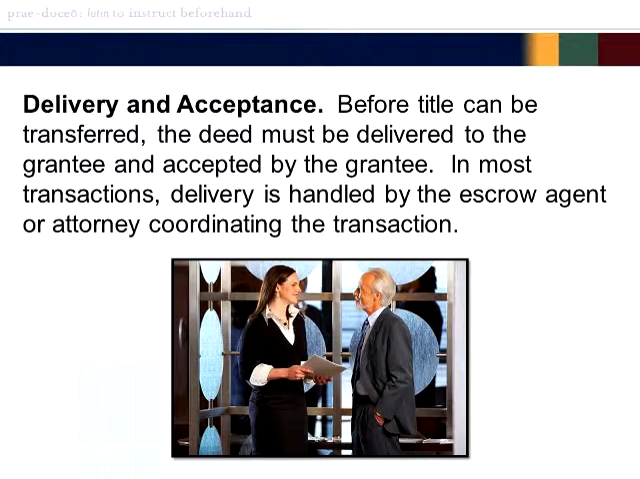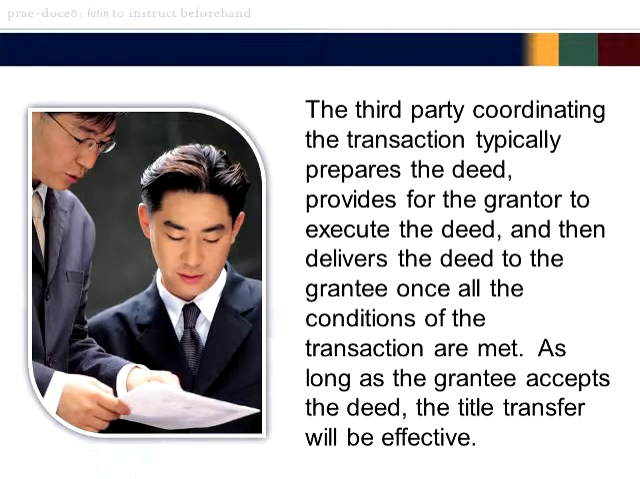Delivery and acceptance. Before title can be transferred, the deed must be delivered to the grantee and accepted by the grantee. In most transactions, delivery is handled by the escrow agent or attorney coordinating the transaction. The third party coordinating the transaction typically prepares the deed, provides for the grantor to execute the deed, and then delivers the deed to the grantee once all the conditions of the transaction are met.